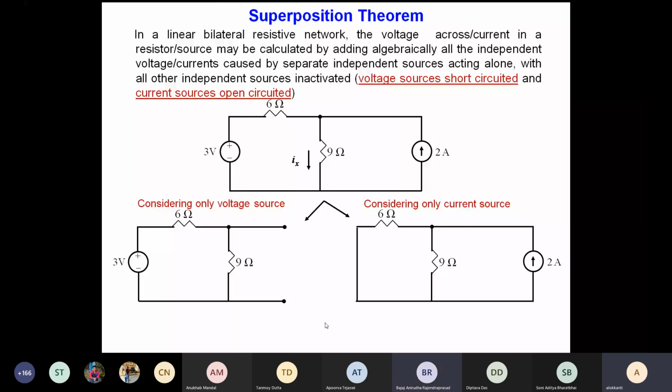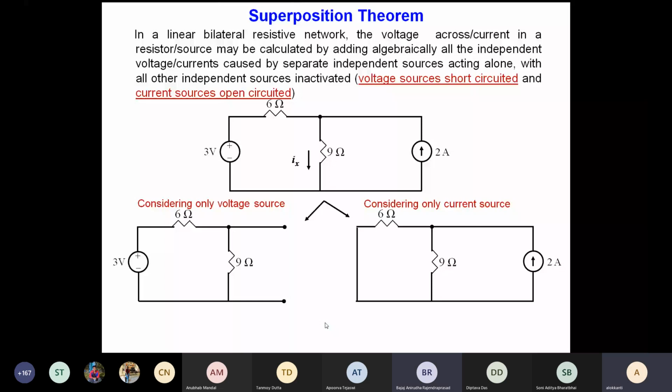Yes, sir. Because there are only two circuits. Yes, I have given you a very simple circuit, one voltage source, one current source, just to explain. But in the second case, why are you connecting a wire, while in the first you are not connecting it? You have removed it totally.